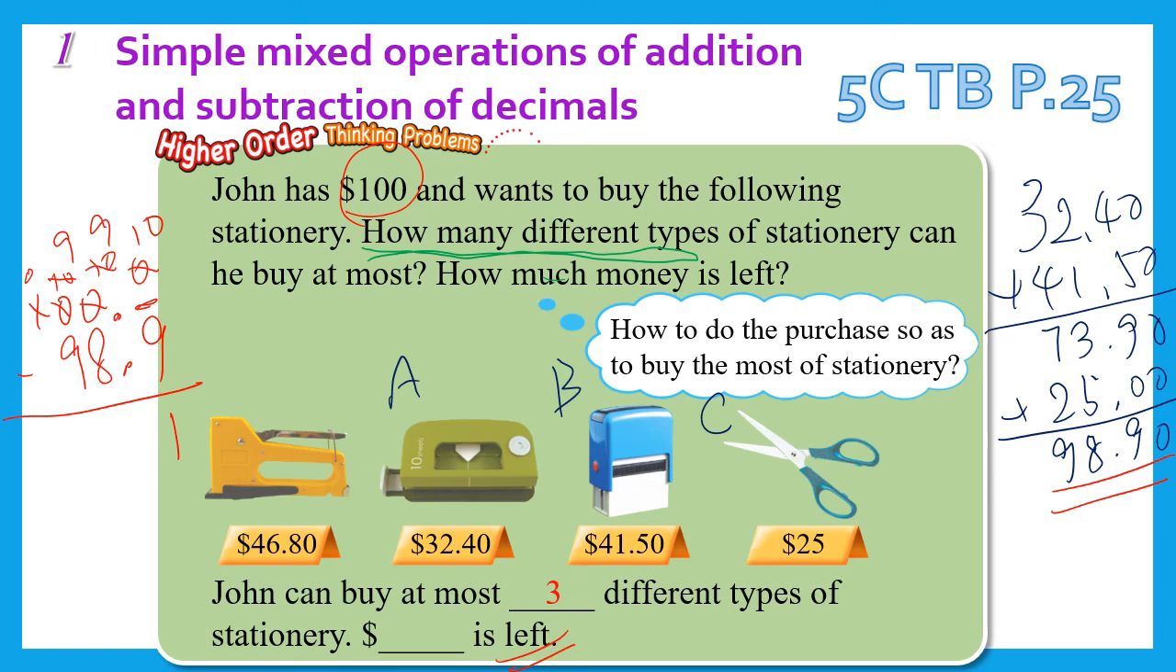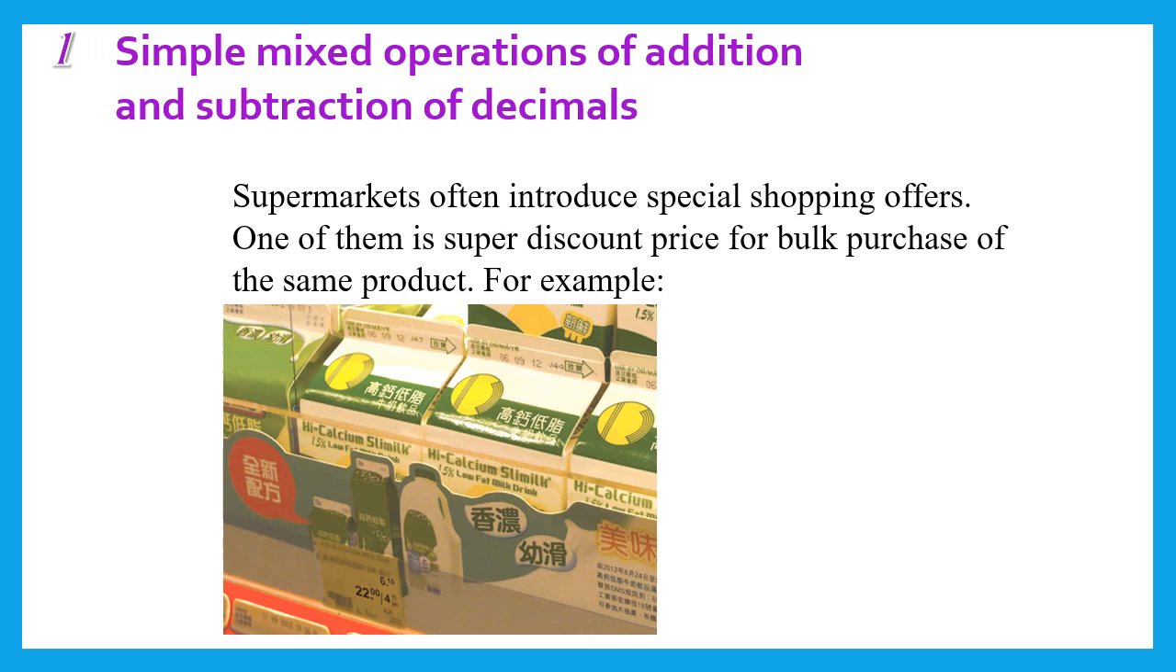Alright, and then you can get the answer. Decimal point 100, cross it. So the answer is 1.10. So dollar sign 1.10 is left, or you can write it down as $1.1 is left. Okay.